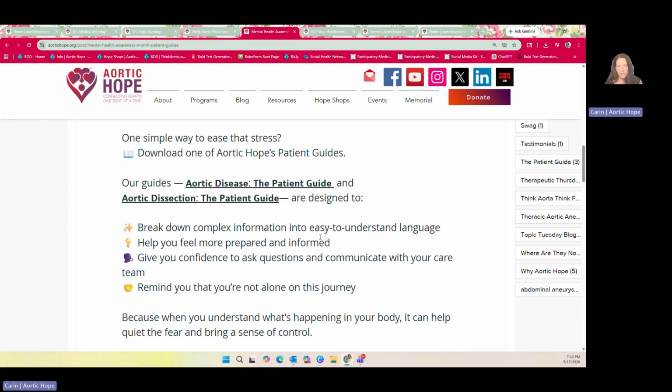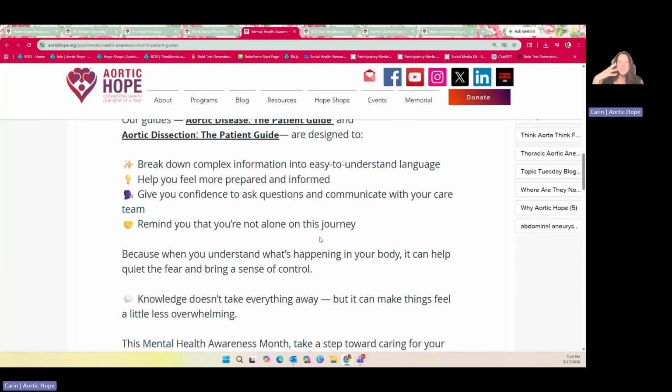And it's going to give you the confidence to ask the right questions to ace your healthcare journey, to advocate and communicate with your care team and educate them on how you're feeling and have them educate you about what's happening. It's going to also help remind you that you're not alone on this journey, because when you understand what's happening in your body, it can really help you quiet the fear and bring a sense of control. So knowledge doesn't take away everything or give you everything, but it can make you feel things in a way that's a little less overwhelming, right?